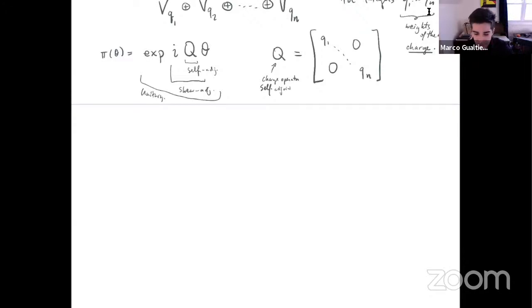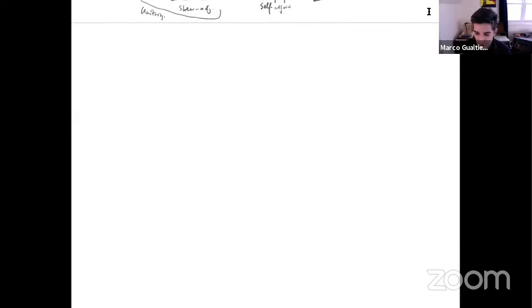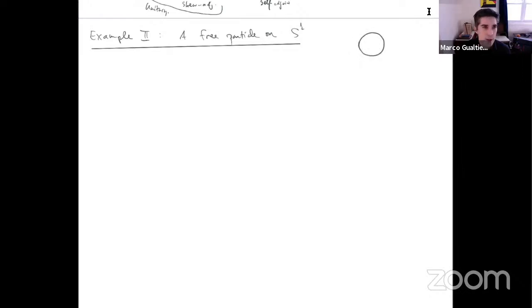Okay, yeah, got it. Okay, simplest quantum system after the qubit. A free particle on the circle. So we have a circle. That is the space. That's the configuration space. And we've got a point on there.